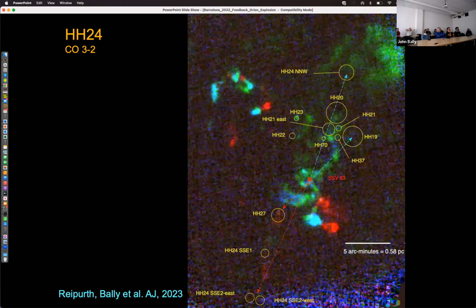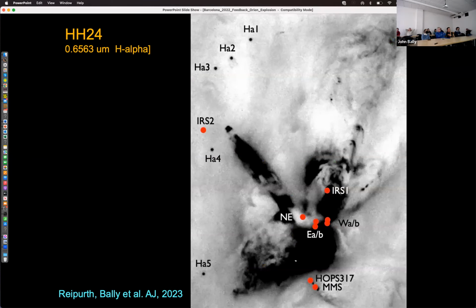This is the parsec scale flow. This is 5 arc minutes. So we're talking about half a degree to chase redshifted low velocity carbon monoxide and shocks along an axis defined by these lines, all emerging from the so-called Strom and Verba 63 region, which is the original infrared nomenclature. So this is the jet. This is the IRS sources.